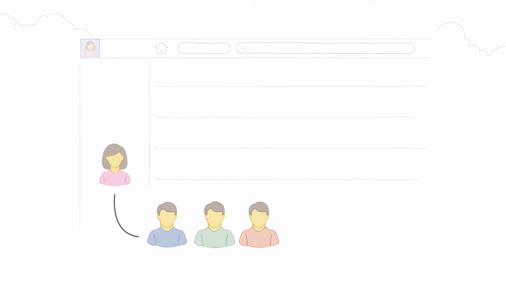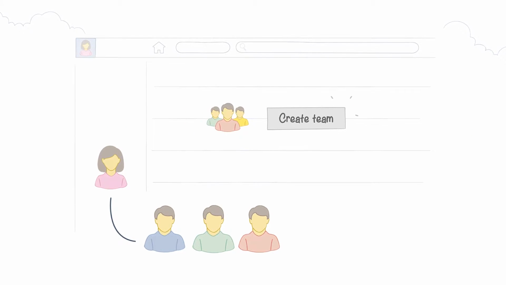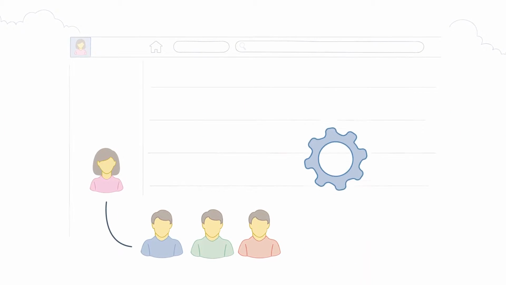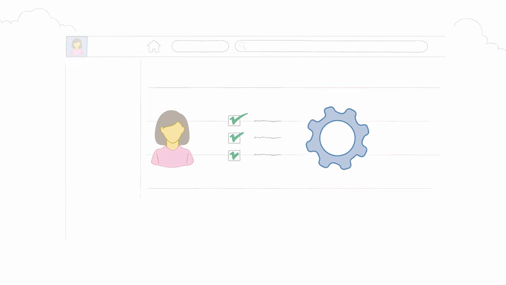Whether you are a primary user or a sub-user, you can use all Wittybee features such as building rapport, creating teams, posting tasks, and more. However, account management may be performed only by the primary user or designated admins.